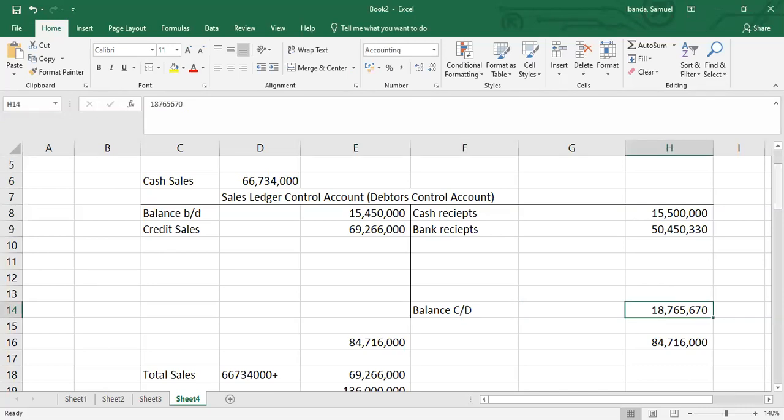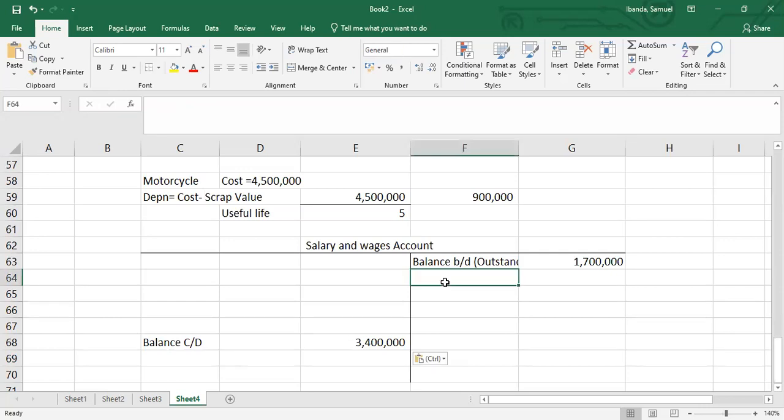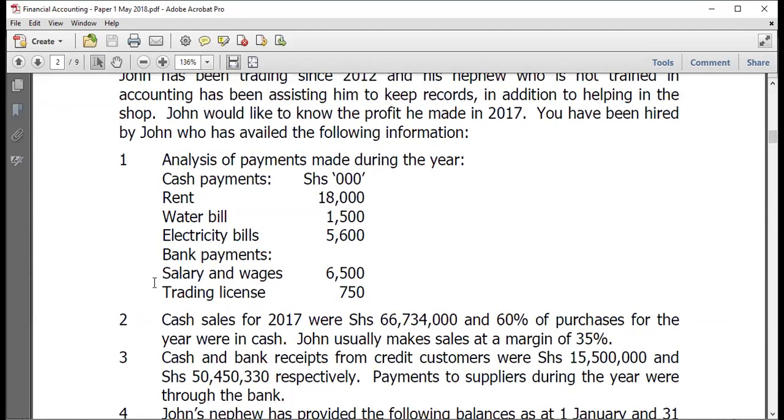So that's important. So once I have put these amounts here, the main thing is to ask myself what increases my salaries and what reduces my salaries. What increases my salaries are new salaries for the period, and what reduces my salaries are salaries paid, payments for salaries. So the value of salaries and wages that they have given us up here, I'll just pick it the way it is.